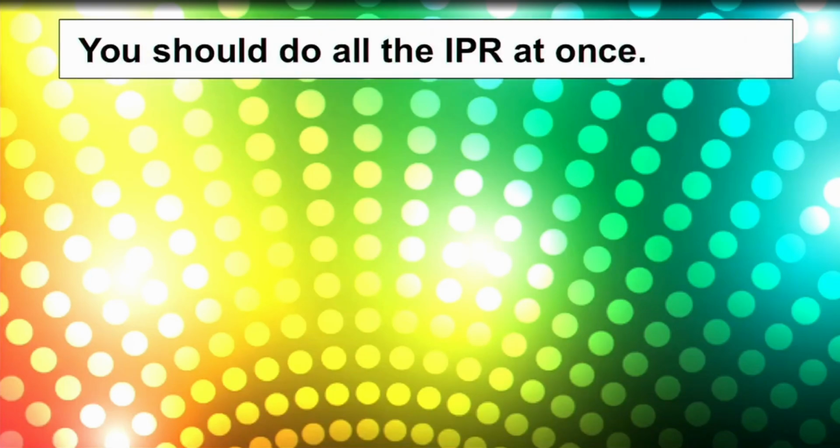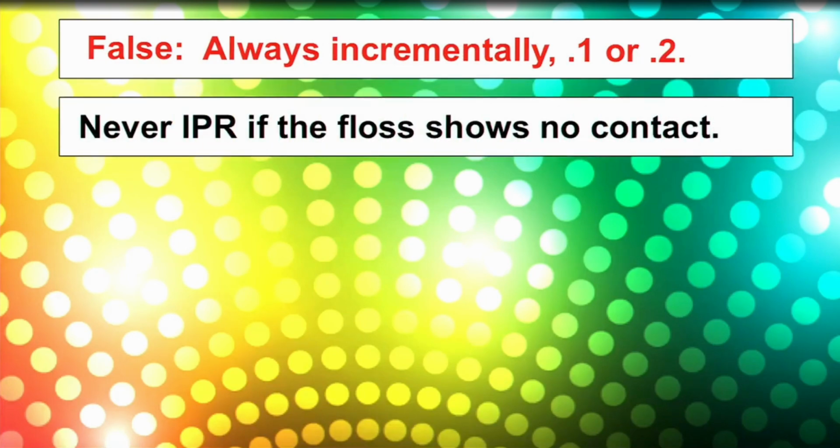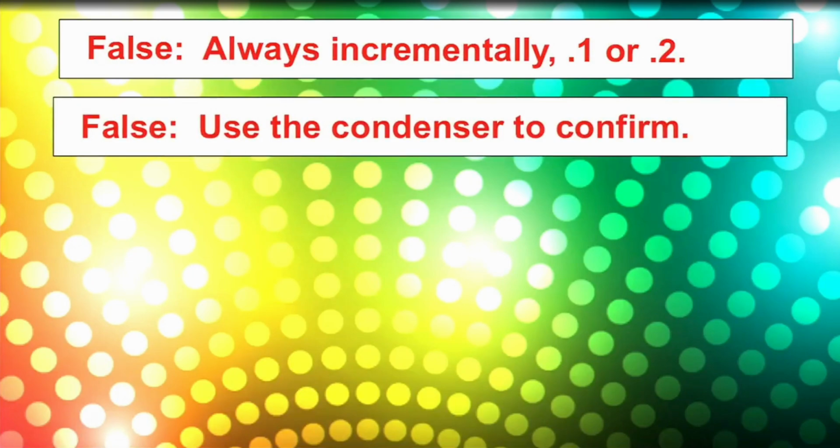First, you should do all the IPR at once, contestant 1. Good, excellent. False, always incrementally, 1 or 2/10 of a millimeter. 2, contestant 2. Never IPR the floss if it shows no contact. False, and use the condenser to confirm, right? Okay, you're having a little trouble here. Let's work it out. There you go. Make your friend next door think he's gone to the wrong workshop.